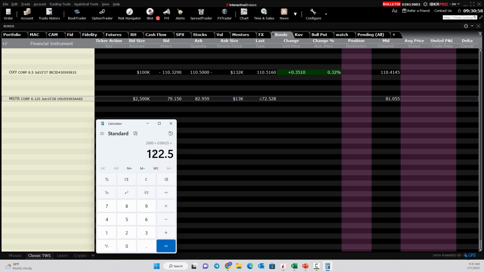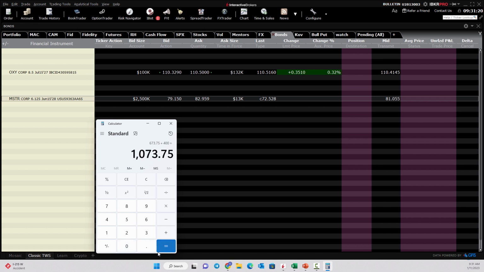So we make about $122.50 per year on this bond. You're going to do that for about 5.5 years. So we're going to make about $673.75 plus the 400 discount.